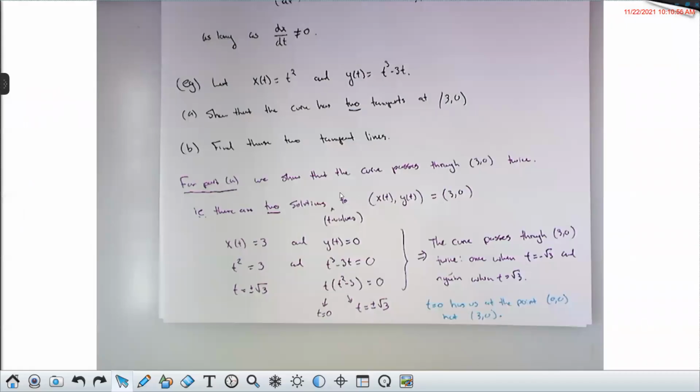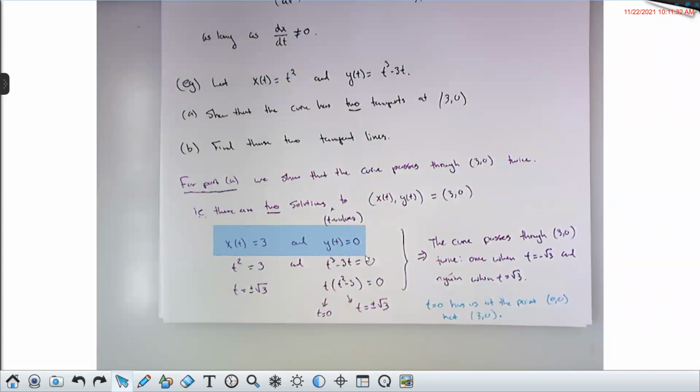So the t values where our curve passes through 3 comma 0 will be the t values where x is equal to 3 and y is equal to 0. It's true that y is equal to 0 at both of those square roots of 3 and also t equals 0, but it's not true that x of t is equal to 3 there, right? If you plug in 0 to the x equation, you get 0, not 3. So in other words, our curve passes through 3 comma 0 for any t value that satisfies both of these equations at the same time.